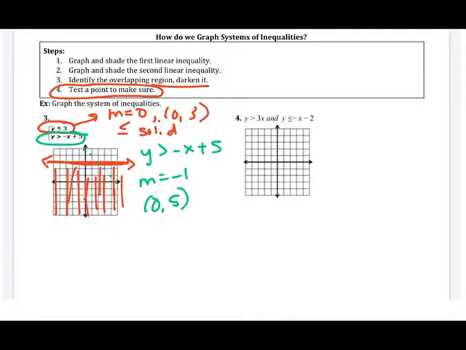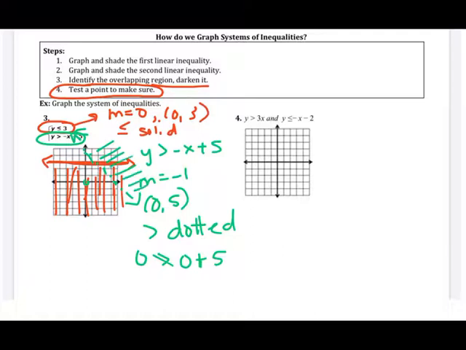And then I'm asking myself, the symbol is greater than, is that solid or dotted? Well, there's no line underneath, so that's going to be dotted. So I'm going to make a dashed line, and I'm going to still have arrows on the ends. And then I need to figure out where I'm supposed to shade for this graph. So I'm going to test the point 0, 0. Is 0 greater than 0 plus 5? That's not true, so I should not shade the side that has that point I just plotted, which means I should shade the other side of the line, the side that does not have 0, 0.